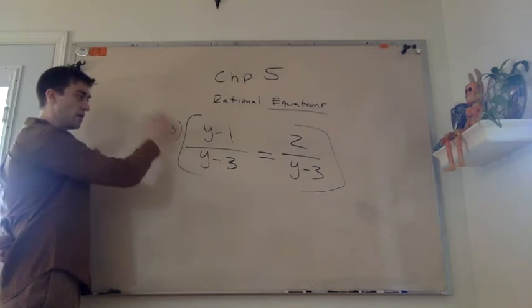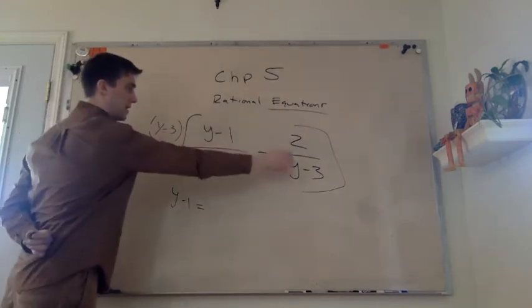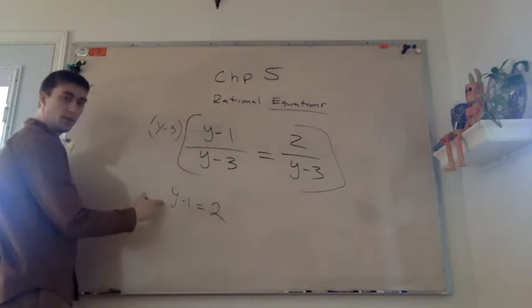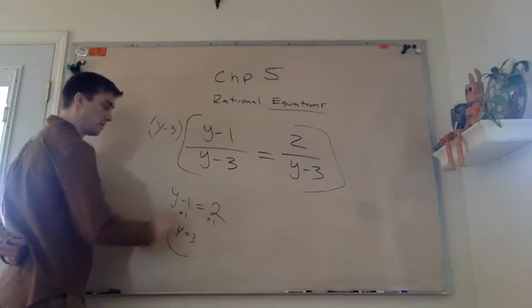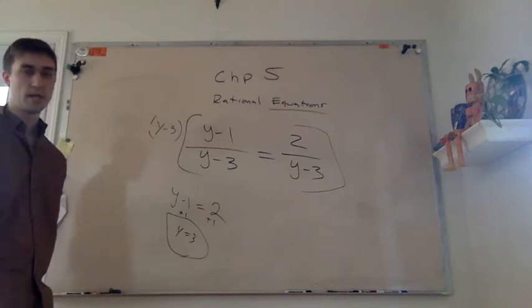So when you multiply these through, the y minus 3s go away and you get y minus 1. When you multiply this by this, the y minus 3s go away and you get 2. Cool. Simple little linear equation. Add 1 to both sides. y equals 3. Great. Now if you walked away right now and said y equals 3, you'd be dead wrong.